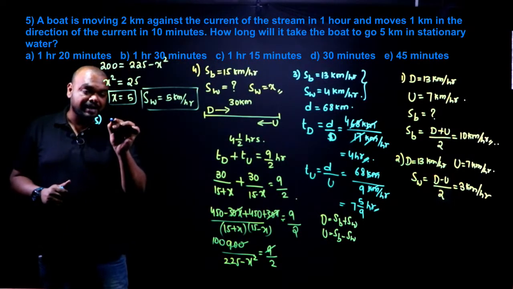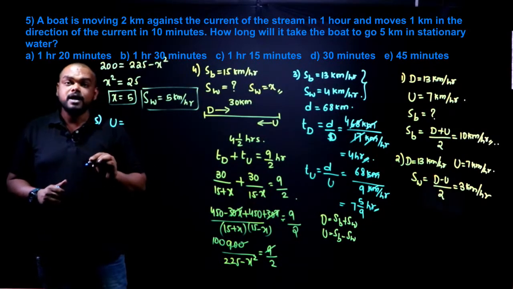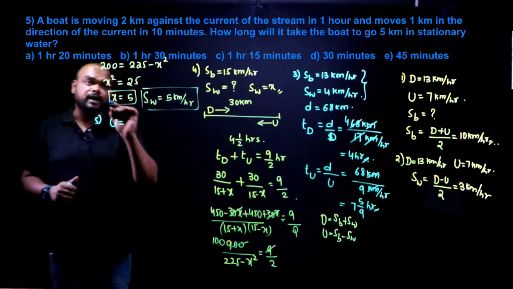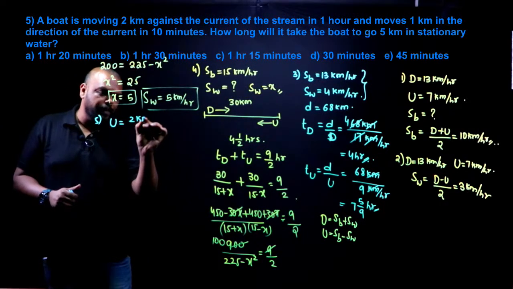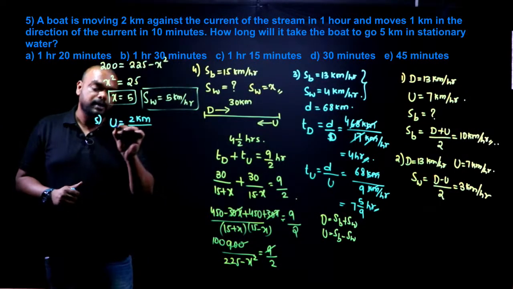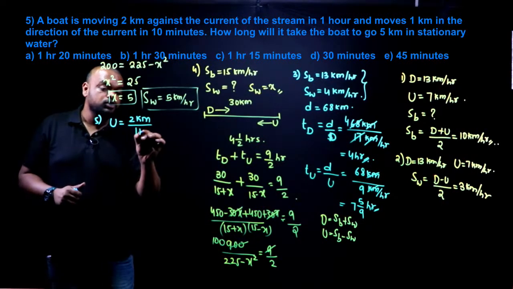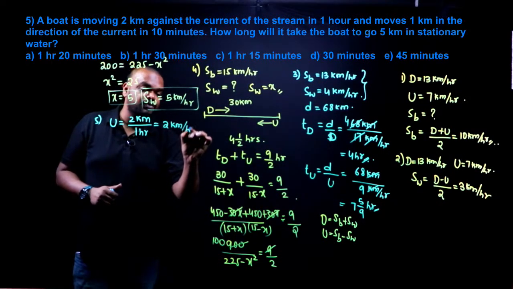It means I can calculate upstream speed because 2 kilometers is the distance, 1 hour is the time. In upstream, against the current, it is going 2 kilometers in 1 hour. Speed is distance by time taken. 2 kilometers is the distance, time taken is 1 hour. So we will get upstream speed as 2 kilometers per hour. That is the first point.